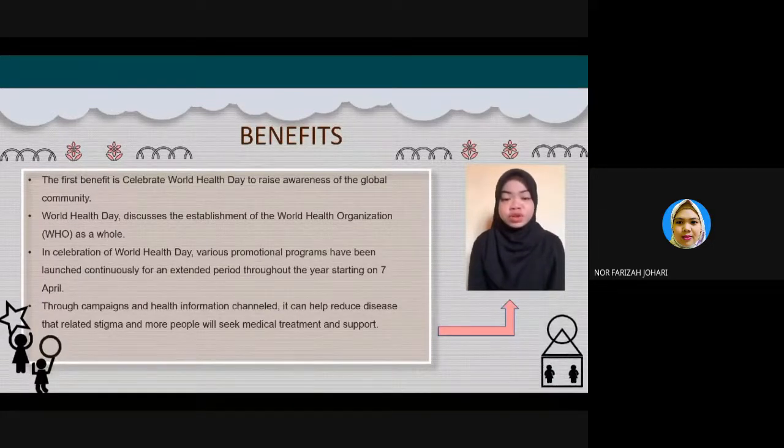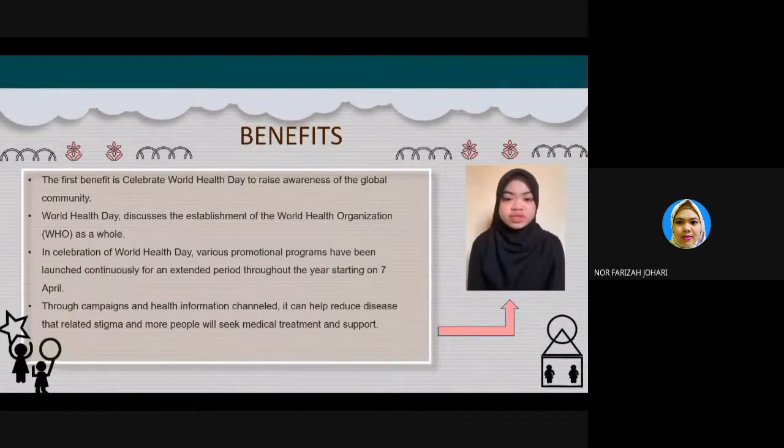Okay, I want to talk about the benefits of the program. The first benefit is to celebrate World Health Day to raise awareness of the global community. World Health Day discusses the establishment of the World Health Organization as a goal. The Constitution came into force on 7 April 1948, at which time 16 countries signed an agreement for the establishment of non-governmental organizations. It was one of the first official WHO events.